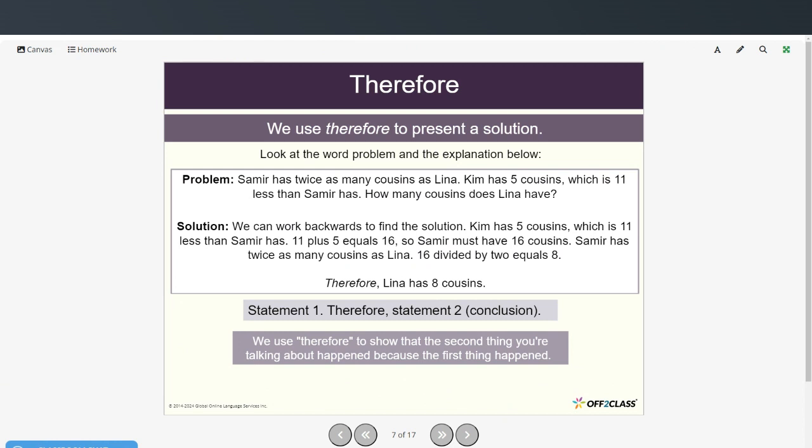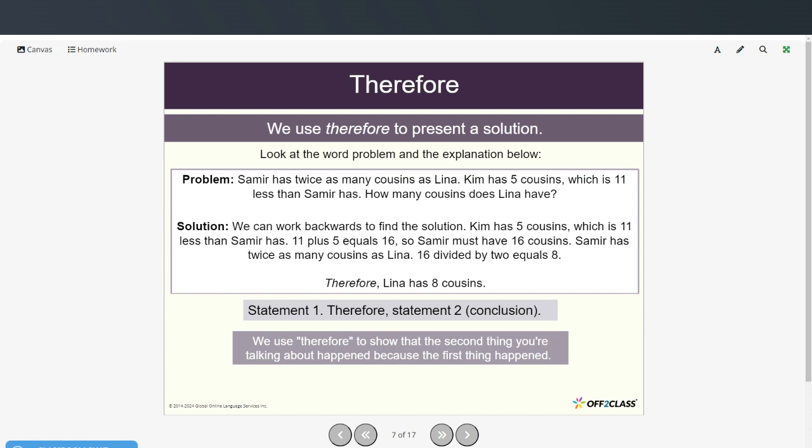Now we can also use therefore to present a solution. So look at this word problem and the explanation. So the problem says Samir has twice as many cousins as Lena. Kim has 5 cousins, which is 11 less than Samir has. How many cousins does Lena have?